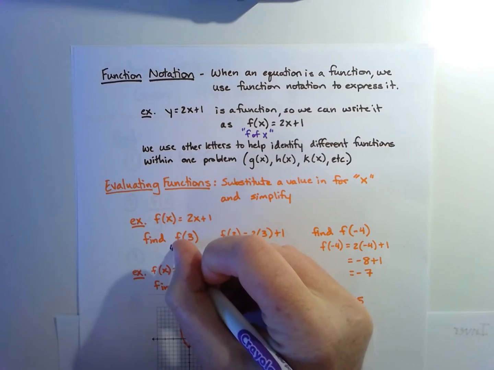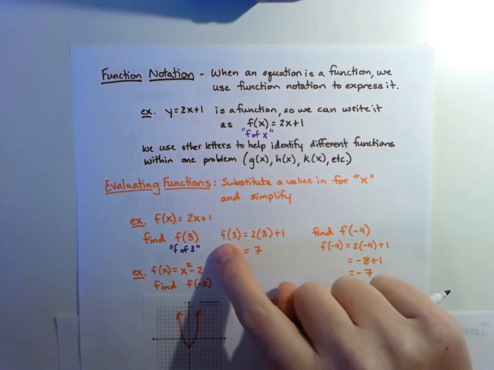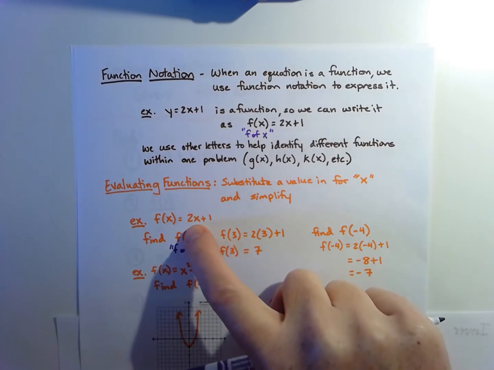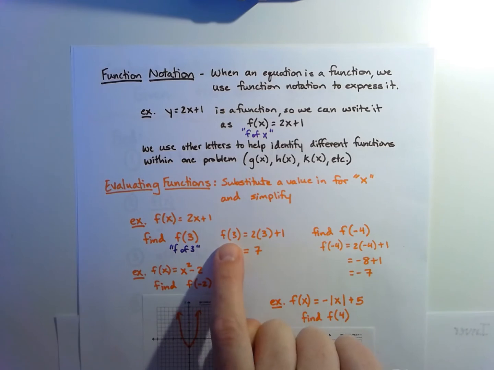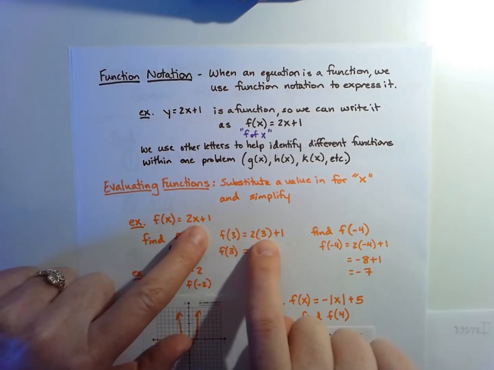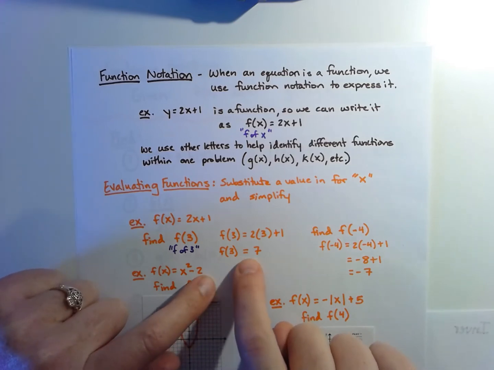So that's how we say that, f of 3. We would simply take the value of 3 and substitute it where the x is in our given function. So f of 3 equals 2 times 3 plus 1. And then we just have to simplify. So then we get f of 3 would equal 6 plus 1, which is just 7.